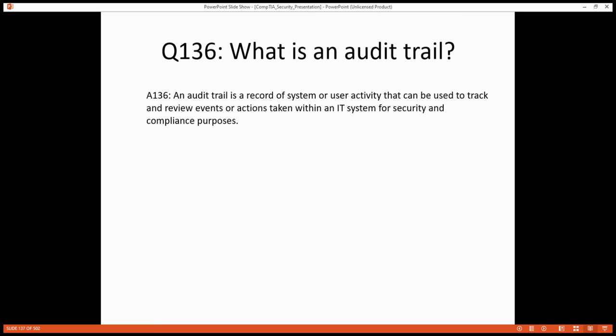Q136. What is an audit trail? A136. An audit trail is a record of system or user activity that can be used to track and review events or actions taken within an IT system for security and compliance purposes.